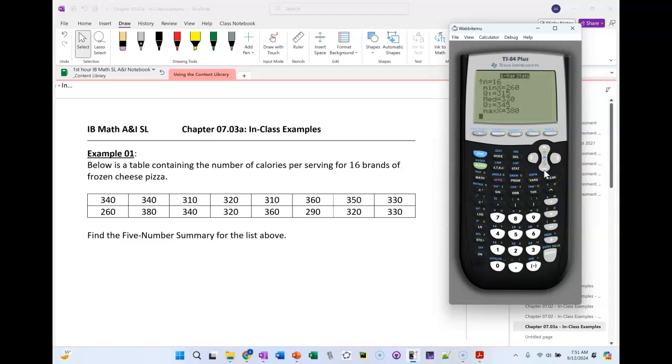If you scroll down, minimum is Q0, Q1 is listed there, median is Q2, Q3 is listed, maximum is Q4, so you literally just write down what comes out of your calculator. This is the story of first semester. It's all pretty easy if you know how to get it out of your calculator.